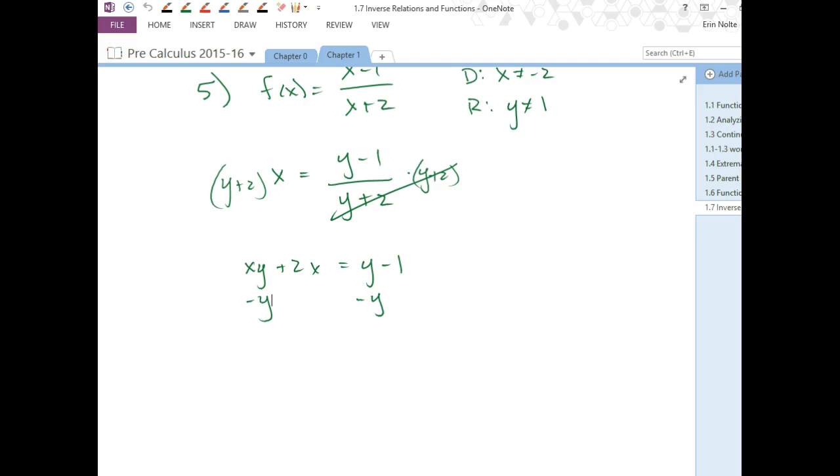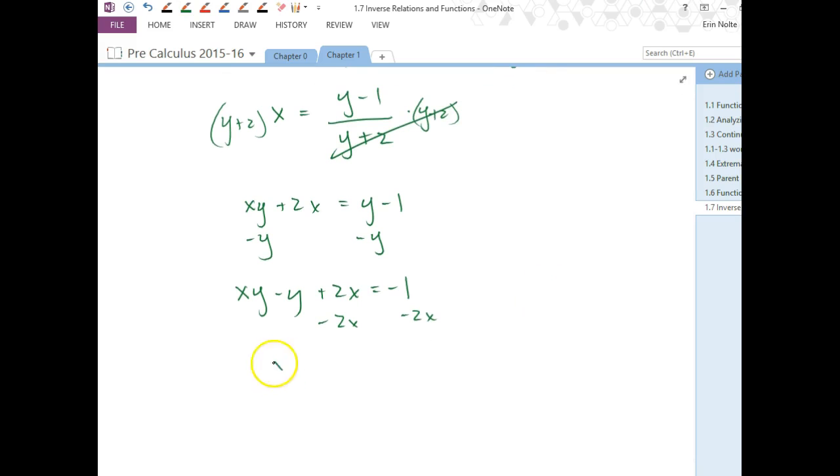I'm giving you take xy minus 1. xy. Well, you can't combine them yet. Hold on, I'm not done. Let's wait. So I got xy minus y plus 2x equals -1. That makes more sense. But I'm not done yet. Now I subtract 2x. So xy minus y was -1 minus 2x.